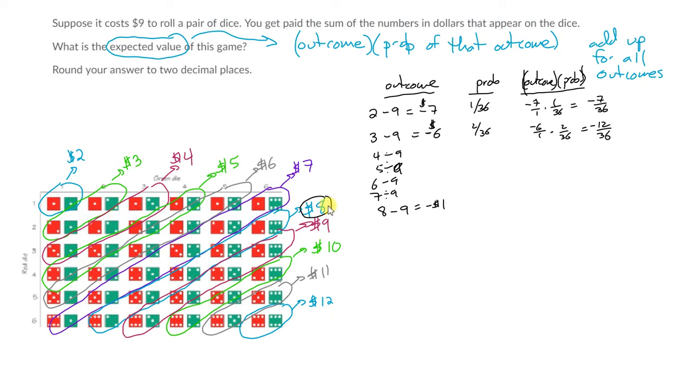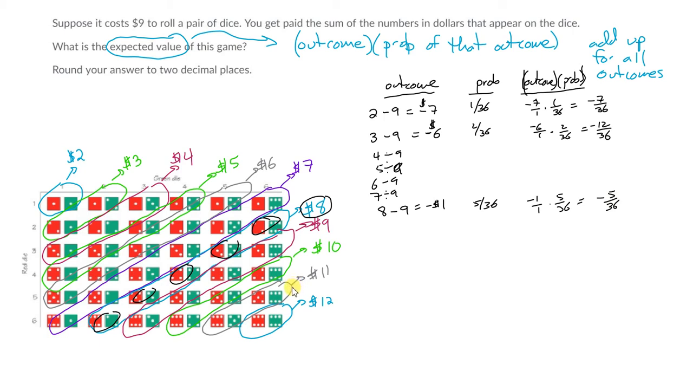Now, what's the probability of getting an $8 payoff? You've got 1, 2, 3, 4, 5 ways that can happen. So the probability is 5 out of 36. And so if I multiply, I'm going to have negative 1 times 5 out of 36 gives me negative 5/36. Right? Let's try another one.